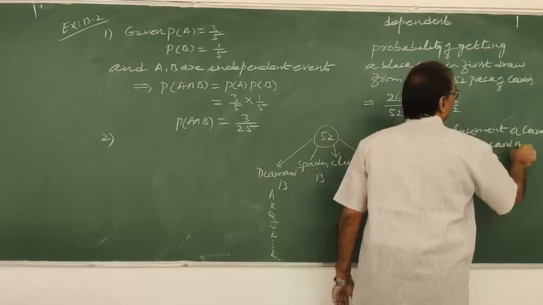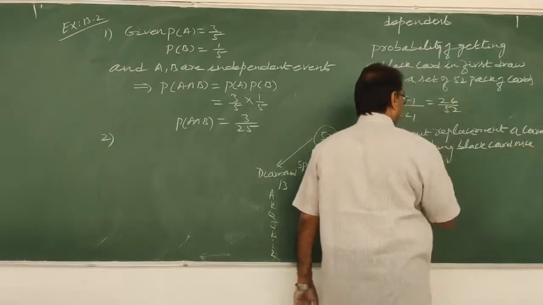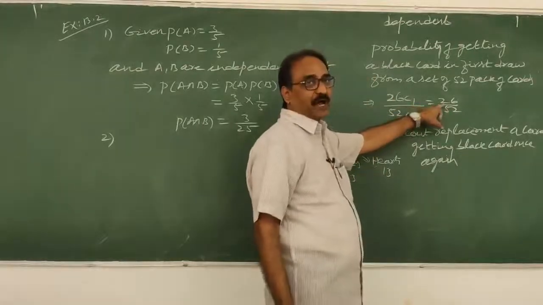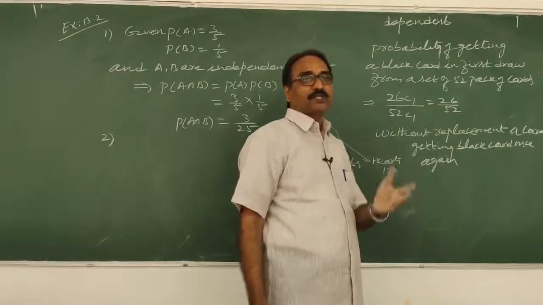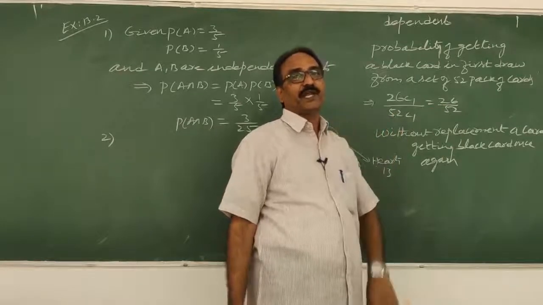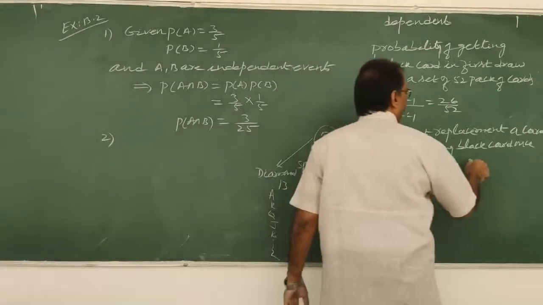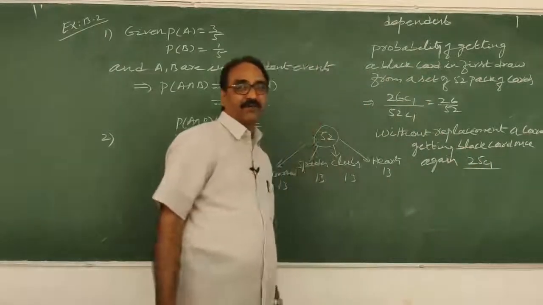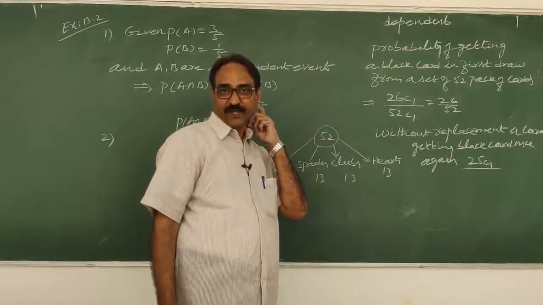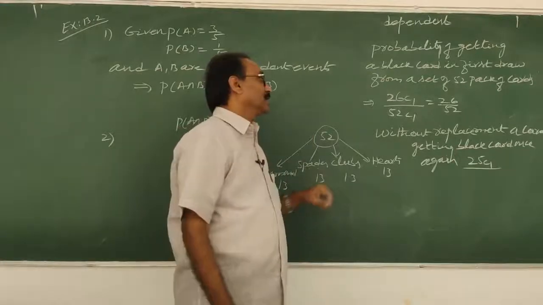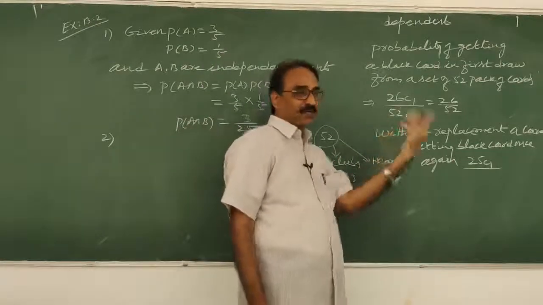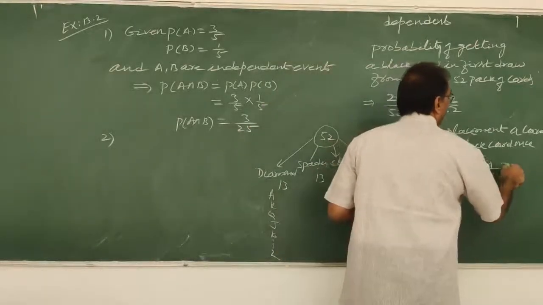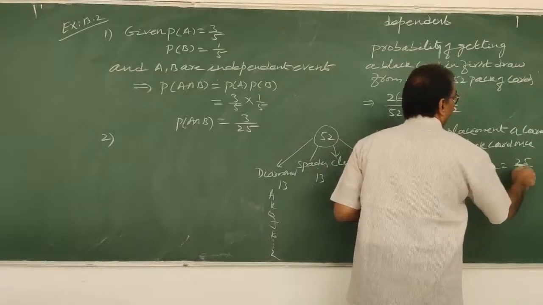Getting a black card once again. You tell me what happened now? Already you have drawn one black card in the first draw. So we are not replacing. So the number of black cards will be 25 only. So therefore it is 25C1. You will get only one black card out of 25, because already first you got it. So one black card is less. Now out of 52, one card is drawn and kept outside. So 51 only is there. So 51C1. So this is nothing but 25 by 51.